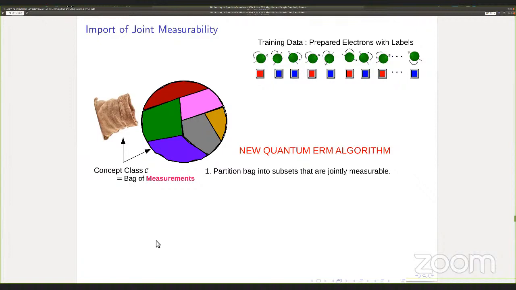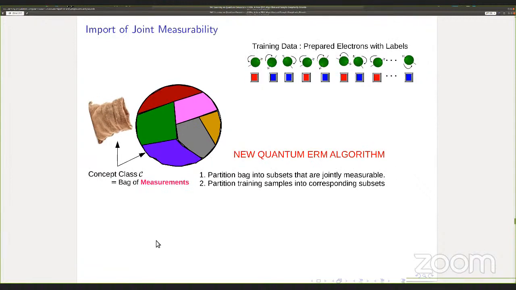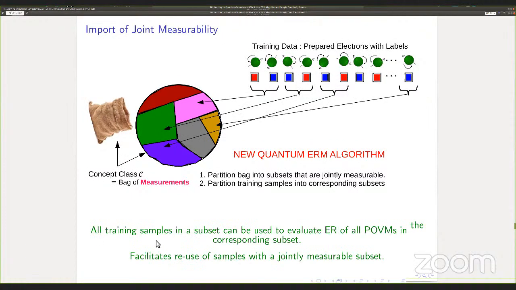So, jointly measurable means: you give me two measurements. Sometimes they're jointly measurable, sometimes they're not. So you have to partition your bag into jointly measurable subsets. In each subset they are jointly measurable; across subsets, possibly they are not. And you partition your training samples also into corresponding subsets. One subset is used for one particular subset of measurements, another subset for another subset of measurements. Within one subset, I can reuse.